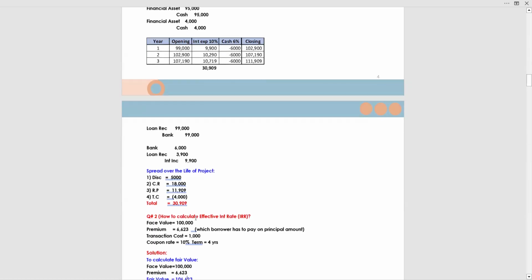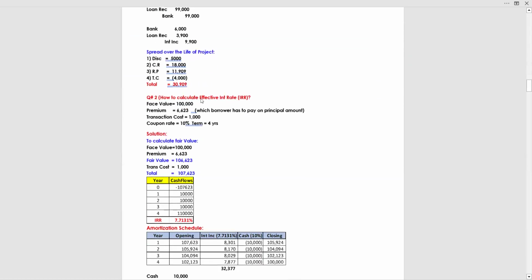Now question number 2: what if there is no effective interest rate or IRR given in your exam? This is very rare, but we all know there is a possibility that anything can come in your exam. So that's why I selected one question. If there is no IRR, how do we solve this question? Face value 1 lakh, premium 6,623 which the borrower has to pay on the principal amount, transaction cost 1,000 paid by the investor, coupon rate 10%, term 4 years.